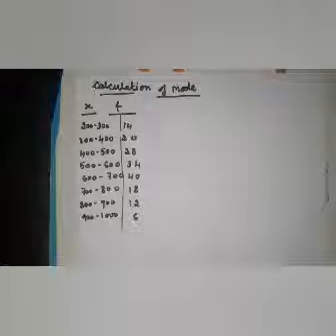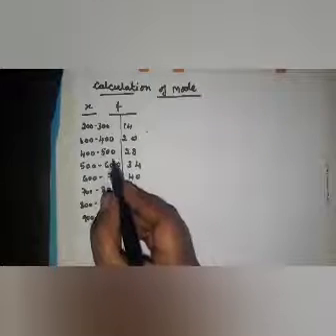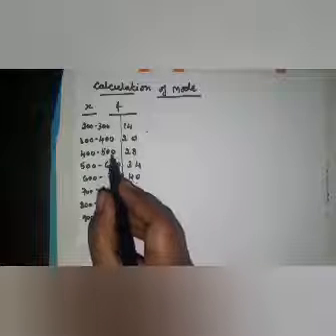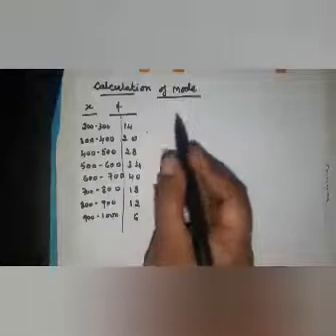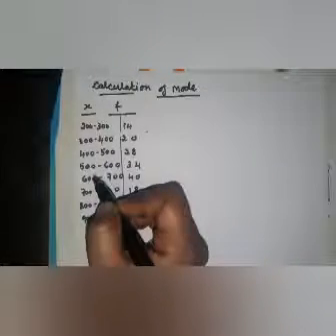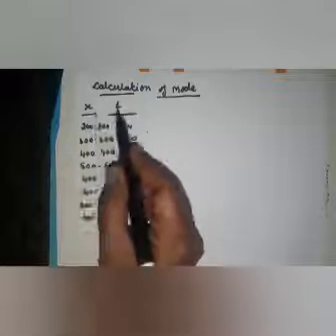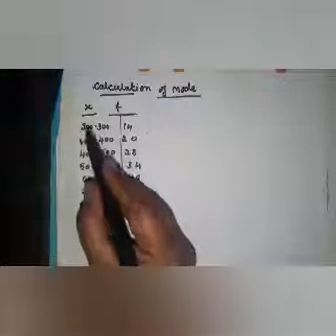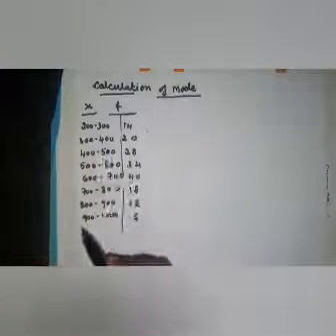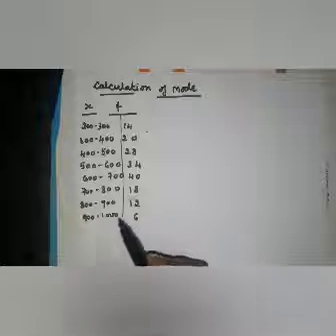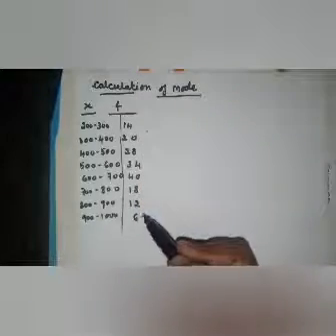Dear students, in the last class I gave some information about the calculation of mode in individual observation and also in case of discrete series. But in case of continuous series, I will give you some information on how to calculate the mode. Observe the data in continuous series, x and corresponding frequencies. The x values are 200 to 300, 300 to 400, continuing up to 900 to 1000, and the corresponding frequencies are given.